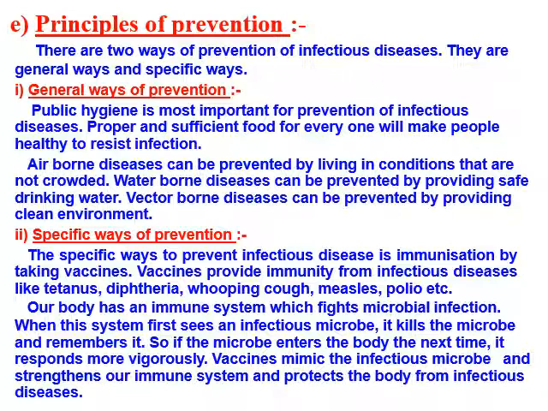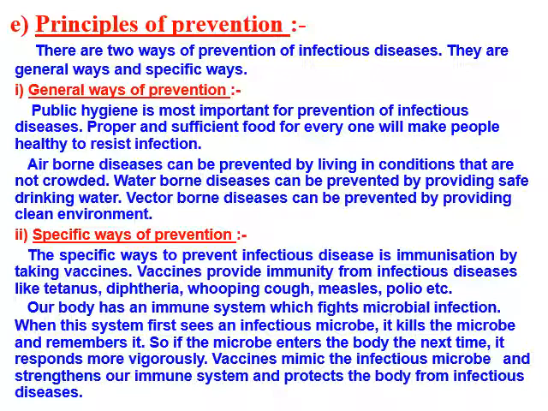And another way is a specific way of prevention. The specific way to prevent infectious disease is immunization by taking vaccines. So we are in the process of making a vaccine against corona or COVID-19. So this is the specific way, meaning the individual is protected if we vaccinate them. Vaccination provides immunity from infectious diseases like tetanus, diphtheria, whooping cough, measles, polio, etc.